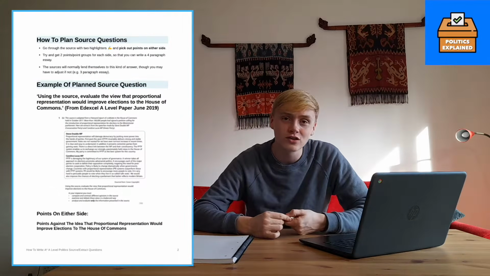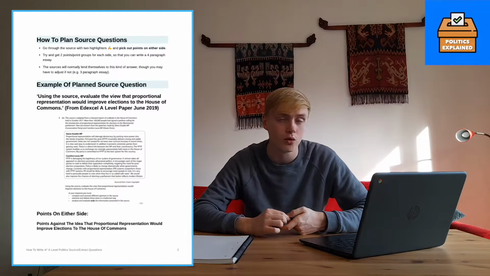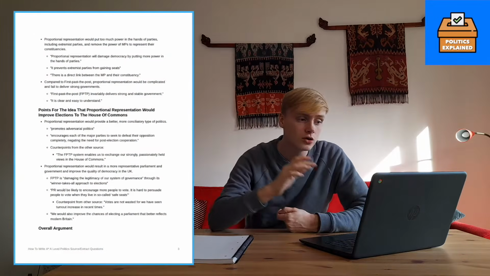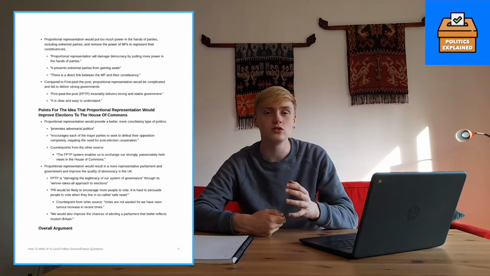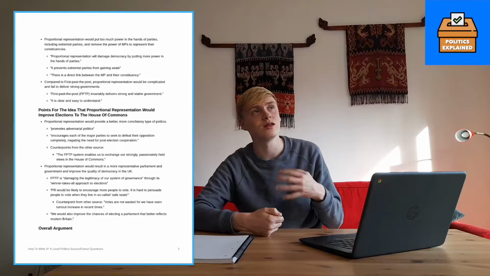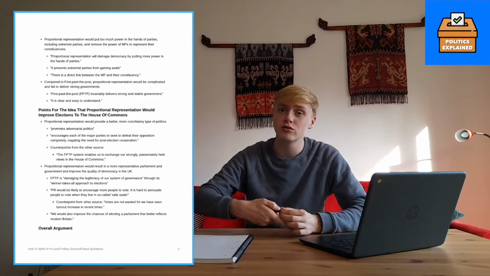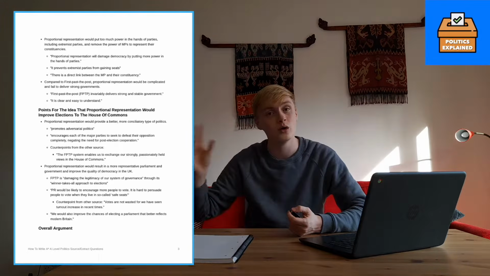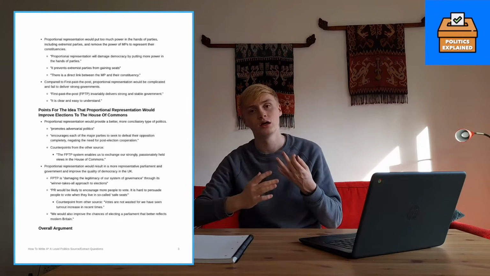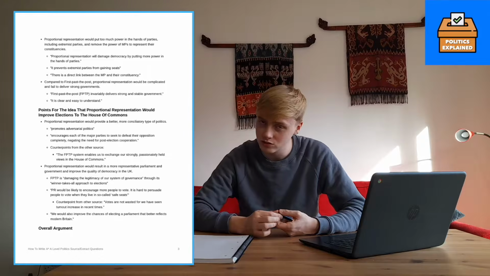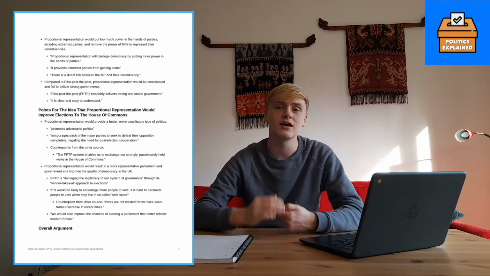So, points on either side of the argument for whether proportional representation would improve elections to the House of Commons. A key point with the source questions is that all of your arguments have to start from the source. They don't necessarily have to be quotes, but it's very useful to use quotes. The examiner doesn't like it if you have three arguments from the source and then just add one of your own in relation to the question. That's not what you're supposed to do. It has to all start from the source. And of course you can build your own knowledge into that. You definitely want to be building your own knowledge into it, but it really has to be based on the arguments from the source.